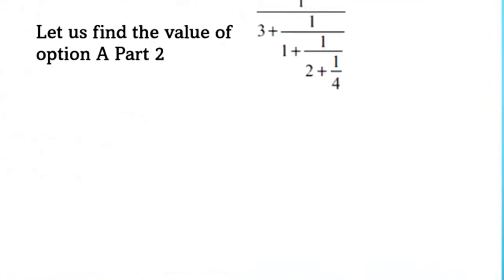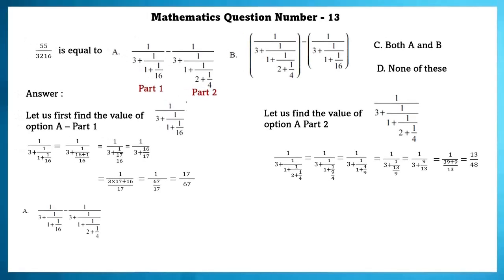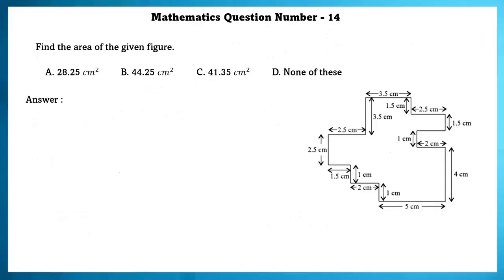Similarly, option A part 2 is equal to 13 by 48. So, if we substitute the values of A part 1 and part 2 in the actual equation, we can get the value as minus 55 by 3216. Now, let us check the B option. In the B option, the answer is 55 by 3216. So, the answer is the B option.